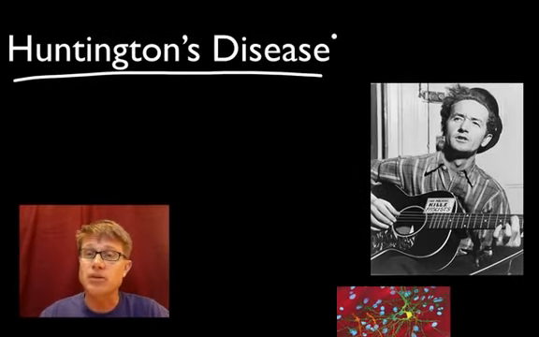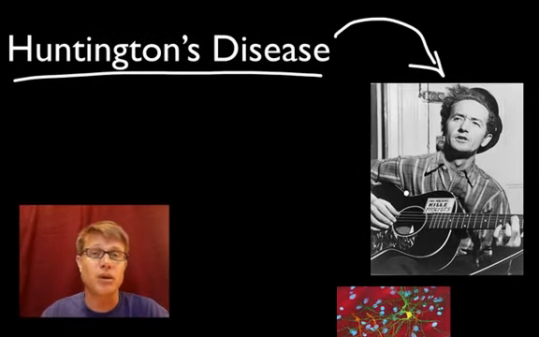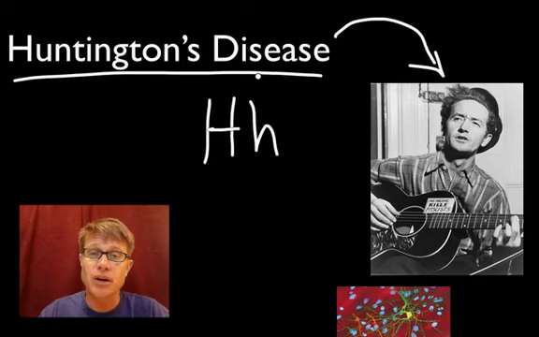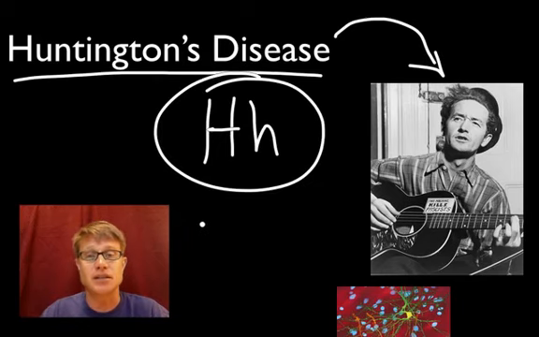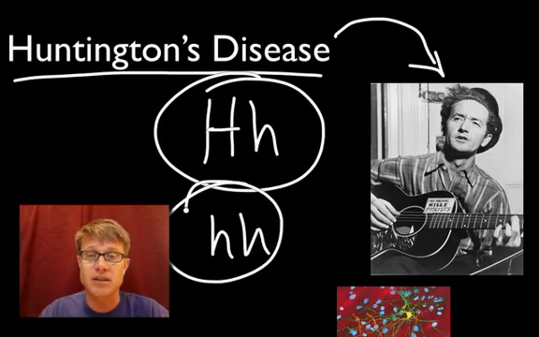A famous person who had Huntington's disease is this guy. His name is Woody Guthrie. You probably know him. He wrote the song "This Land Is Your Land, This Land Is My Land." And he died as a result of having Huntington's disease. Now, it's a dominant trait. In other words, if you are this, you get Huntington's disease. If you are this, you don't.